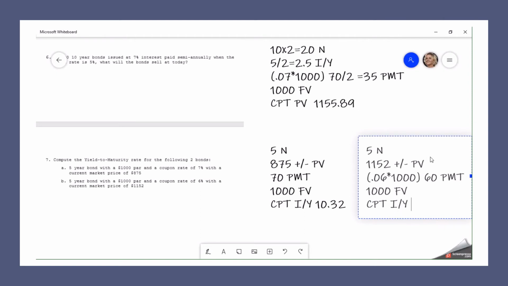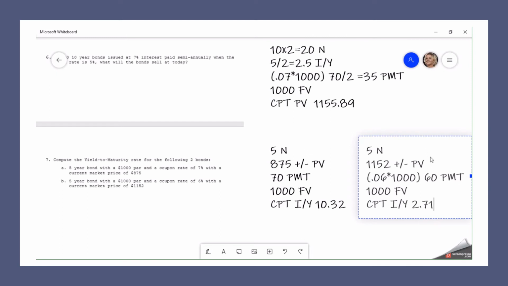So 5 is our N, 1,152, hit the plus or minus button, is our PV. $60 payment, $1,000 future value, and then compute the IY. Let me do that one more time. So that gives me 2.71%.